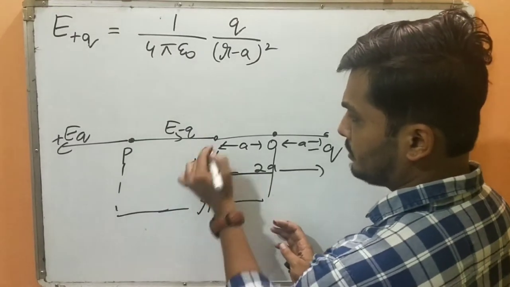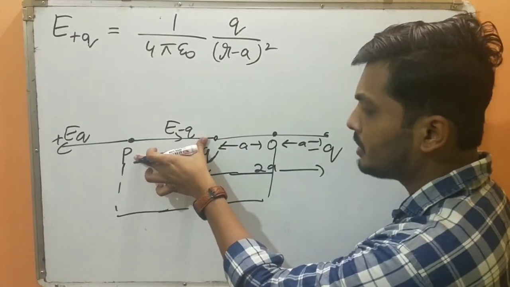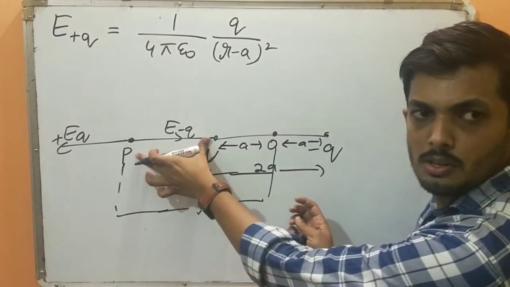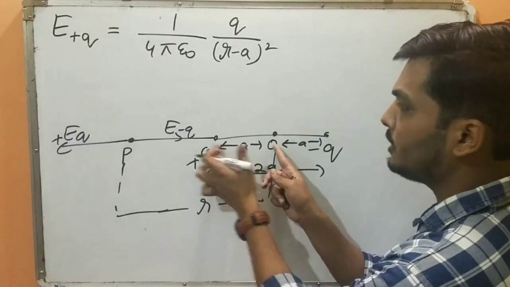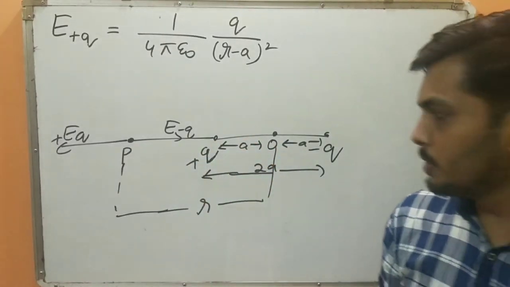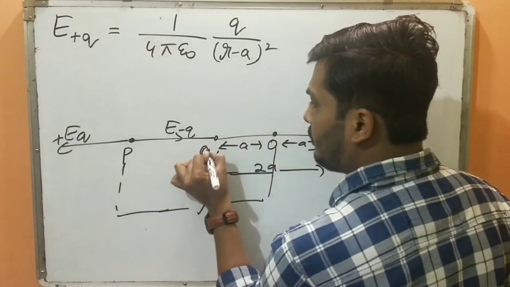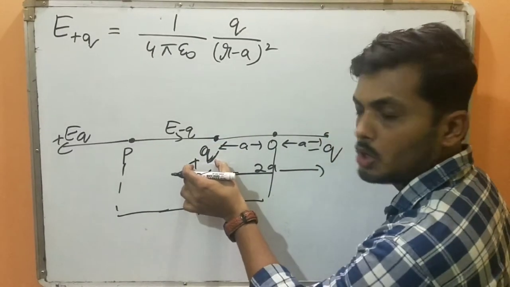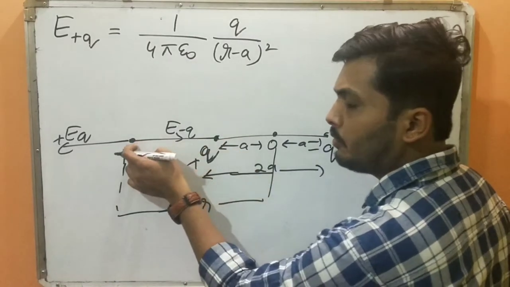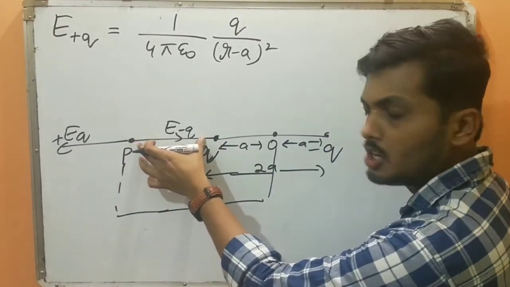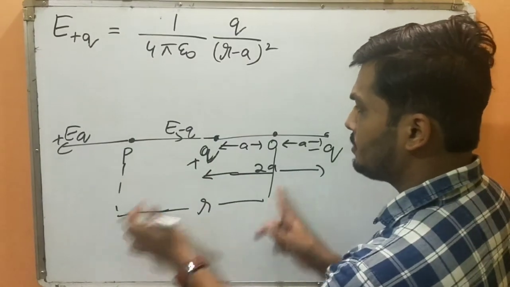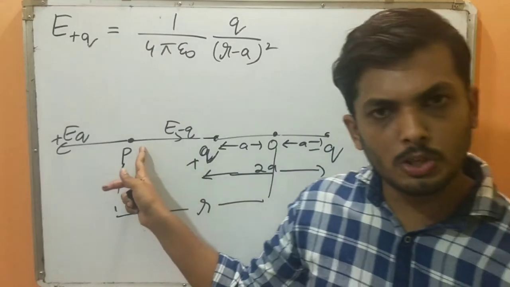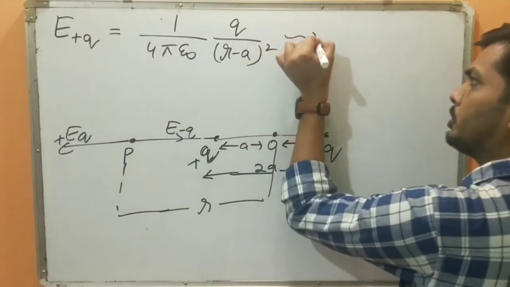See here, students, the charge is here and the total distance is this much, so I want this distance. R minus A will give me this distance. Please understand: electric field due to plus Q, due to this charge, at this point will depend on this distance. How much is this distance? This minus this. So R minus A will give me the electric field due to plus Q. Are you understanding? Give this as equation number 1.